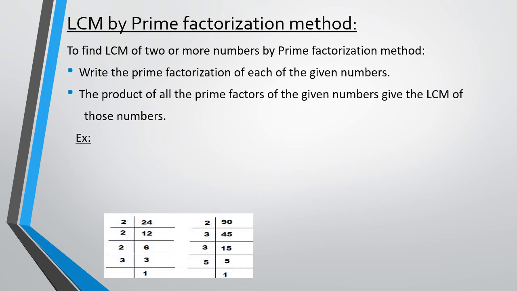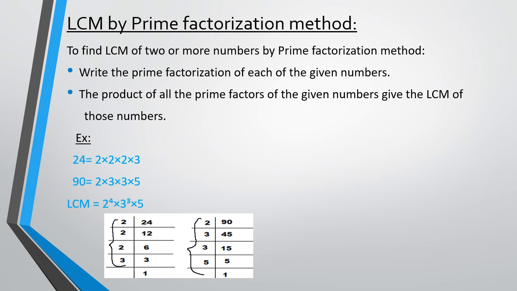Here we are finding the LCM of both 24 and 90. I am finding the prime factors of 24 and I am finding the prime factors of 90. Alright, the prime factors of 24 are 2 multiplied by 2 multiplied by 2 multiplied by 3. And the prime factors of 90 are 2 multiplied by 3 multiplied by 3 multiplied by 5. Now what am I going to do? I am going to multiply all of these.